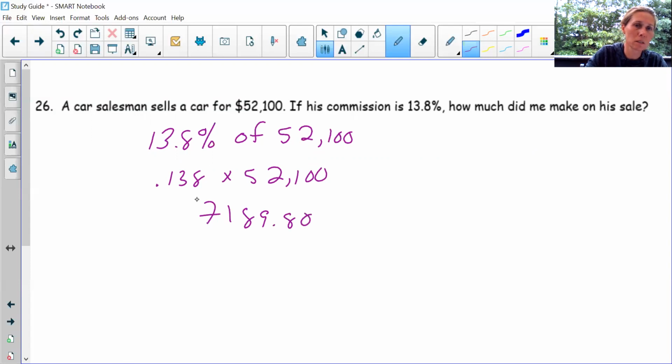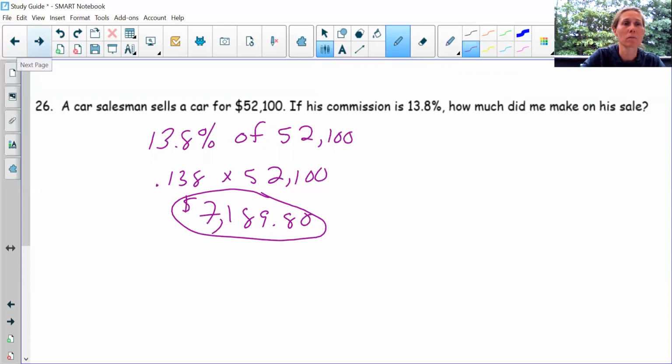7189.8, which means this car salesman, he or she, I'm assuming is a he because it says his, will make $7,189.80. That's how much he will make off of that car for $52,000. It's a nice sale. All right.